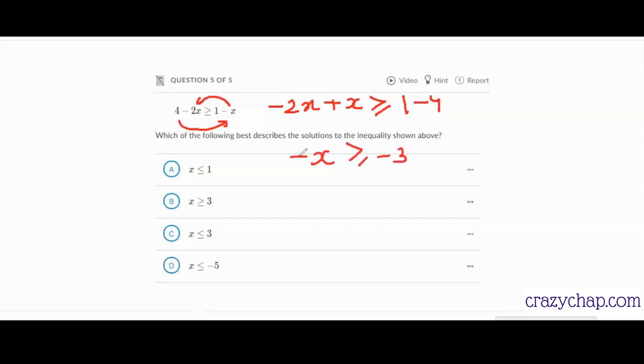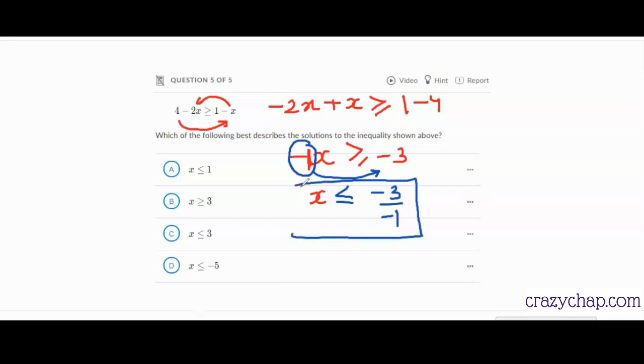Now this is negative x. So we have to remove the negative 1. So negative 1 will go to the other side because negative 1 is a negative number. In an inequality, a negative goes to the other side and changes the direction of the inequality. So minus 3 divided by negative 1. Because we brought negative 1 down, that is why the inequality got changed. A negative number changes the direction. So x is less than or equal to 3. Option C should be the correct answer.